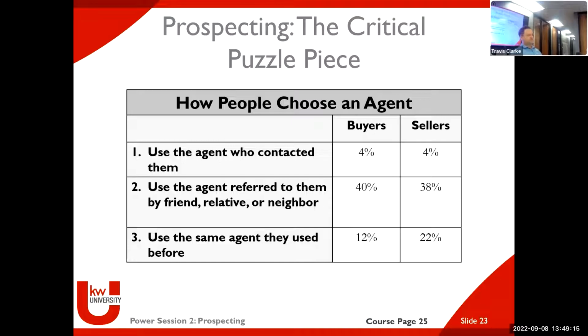Obviously, use an agent that's referred to them by a friend, relative, or neighbor. That's 40% seller, 40% buyer, 38%. That's your biggest window to get potential clients. Referrals, okay, from friends, family, sphere, past clients, which is why, when I go in the PC classes, I spend a lot of time with you guys talking about creating that sphere of influence and then nurturing that sphere of influence consistently over time, right? Because that's where the biggest block of business is.